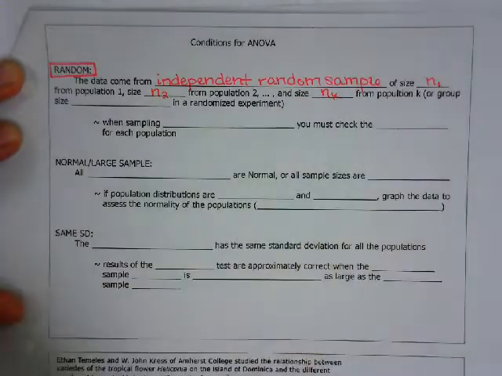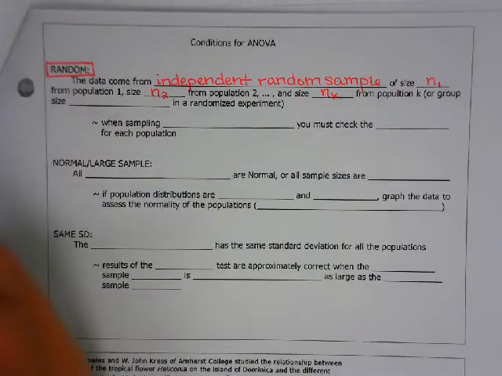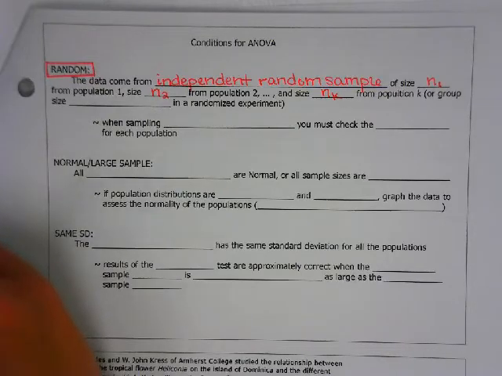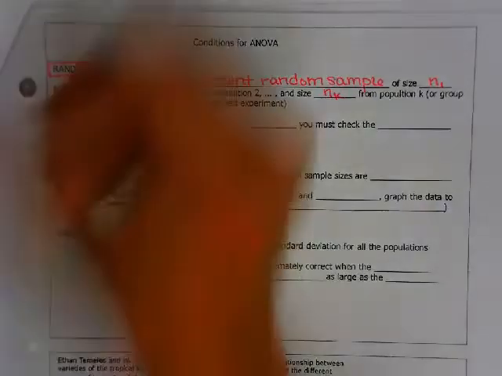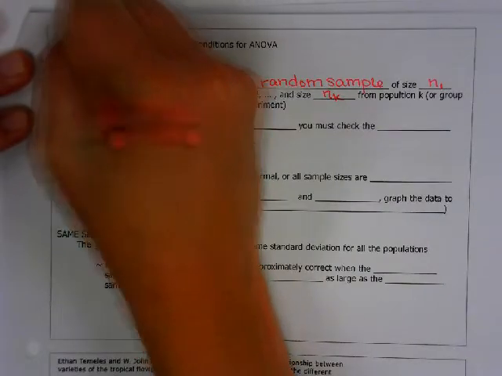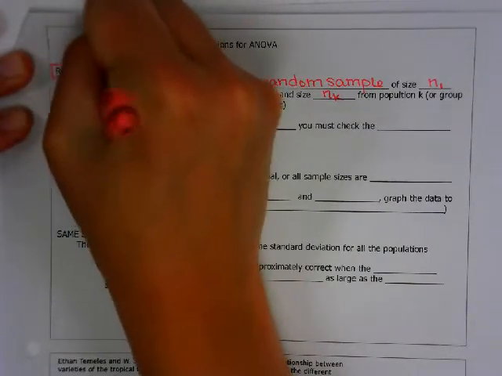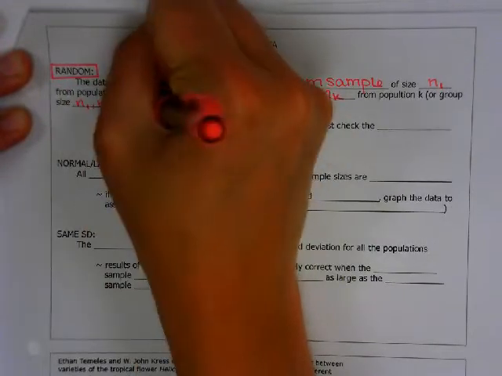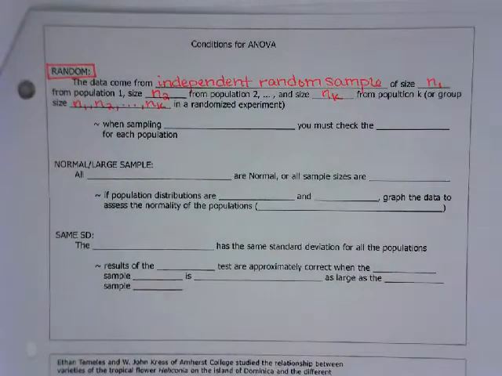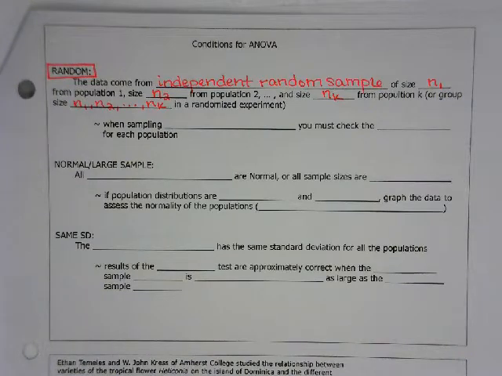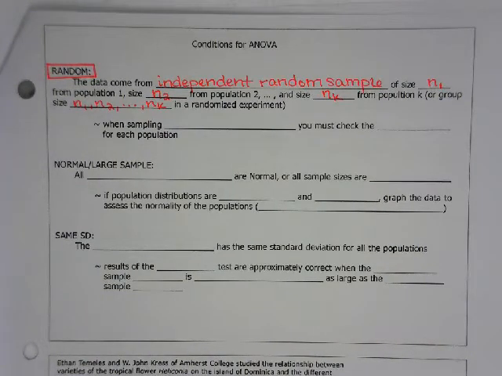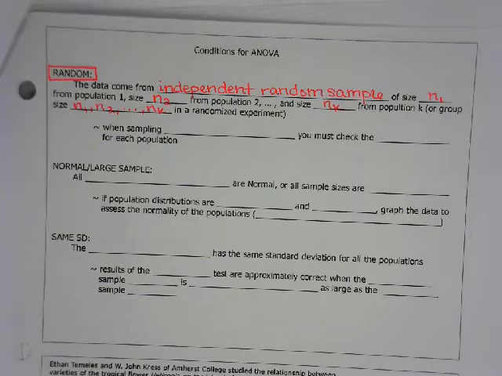If you're working with a randomized experiment, we say the group sizes are n sub 1, n sub 2, all the way through n sub k. It's the same idea, but they do write it separate in the definition. If you have k groups, because you could have 3 groups, like the flowers, or you could have 7 groups, so k just represents the total number of groups.